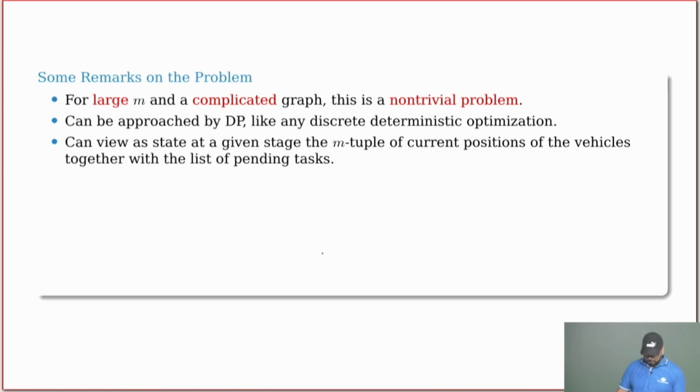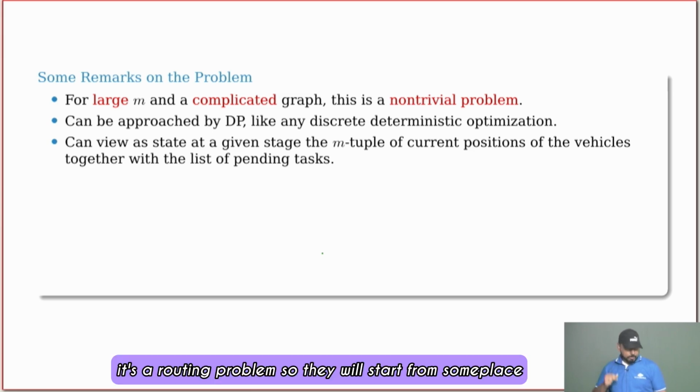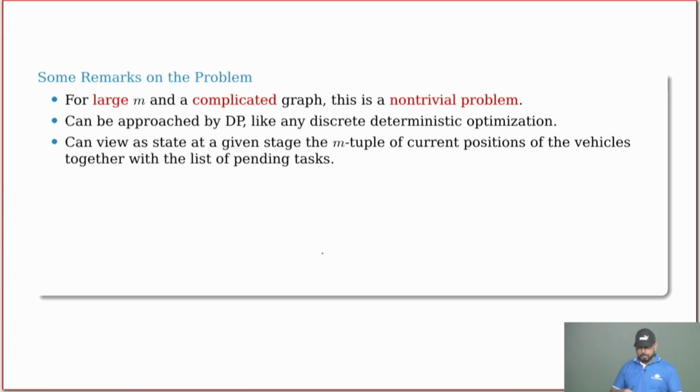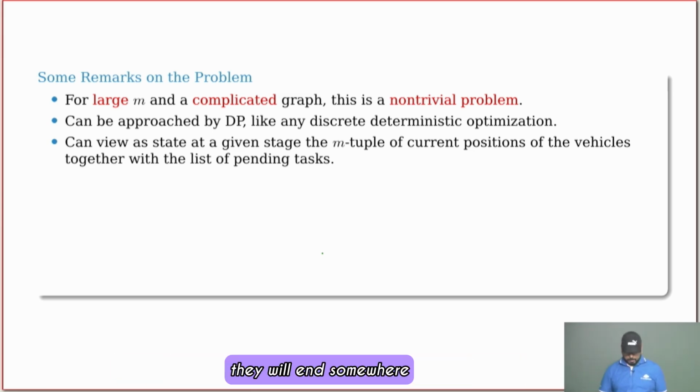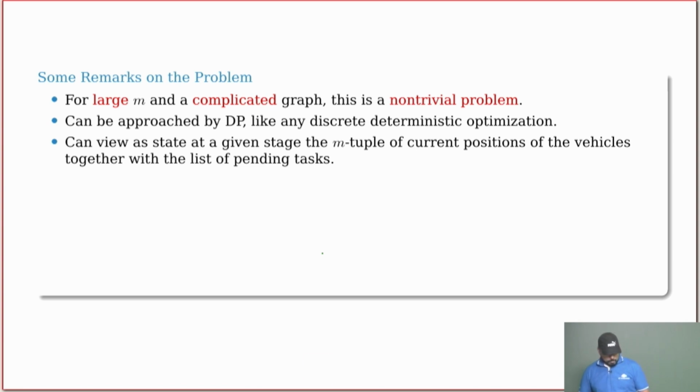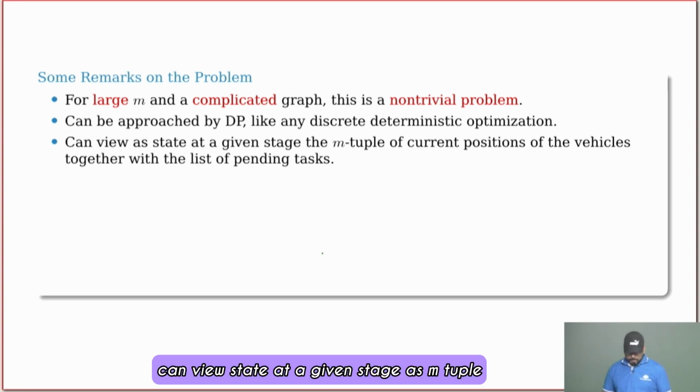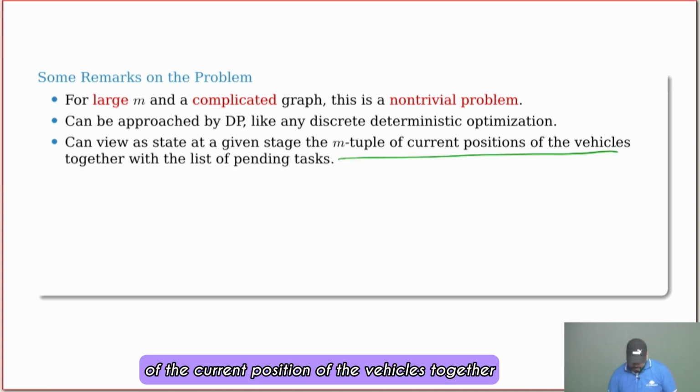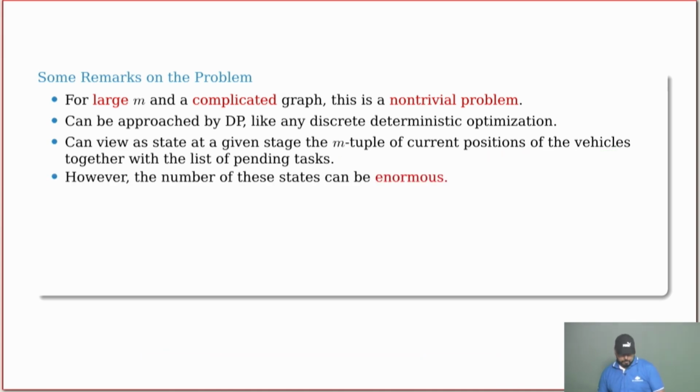It's a finite horizon problem, again, because it's a routing problem, so they will start from some place and there is a finite length of the road, so they will end somewhere. So we can view the state at a given stage as an m-tuple of the current positions of the vehicles together with the list of pending tasks. So these are the things. Anyway, we'll see the example there.